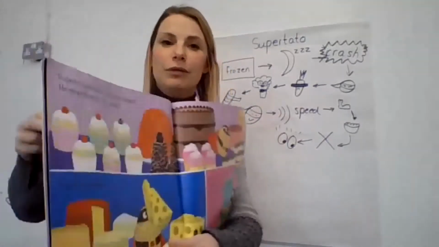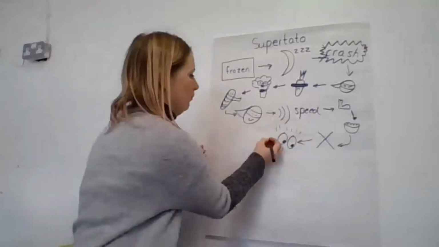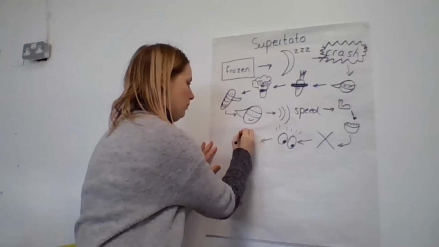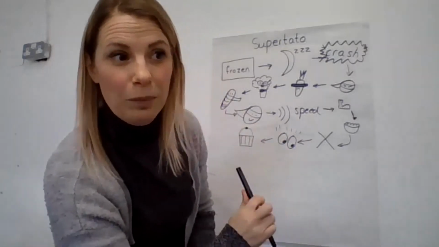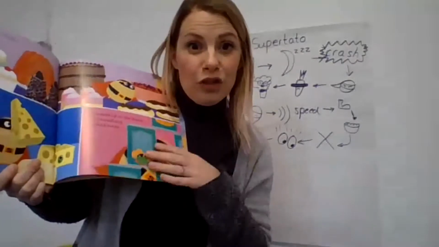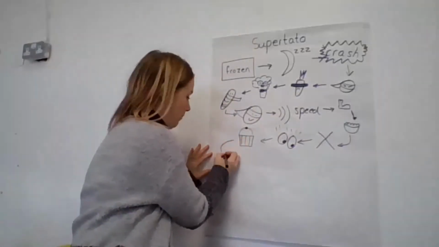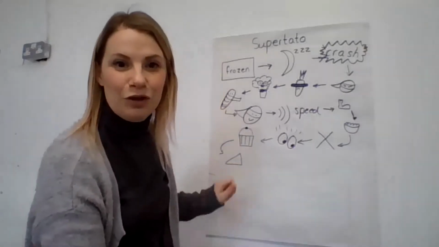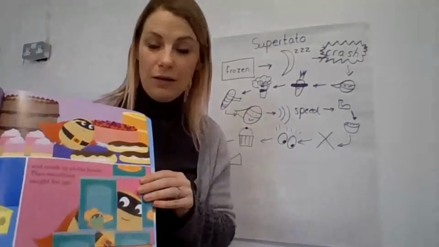Well, first of all, the evil pea went to the cake. So let's draw a cake. Reception, you're very good at drawing cupcakes, so you'll be fantastic at this. And next, where did the evil pea go? Oh, he was at the cheese. So let's draw some cheese. This will help us to remember. That's my cheese. And then, where did he go next?